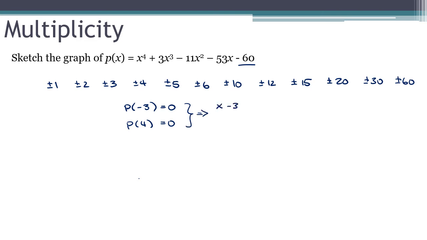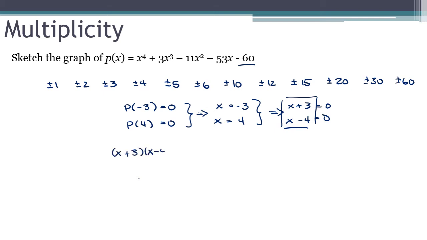All right, so that means x equals -3 or x equals 4 are the roots, which means x plus 3 and x minus 4, those are our two factors. Okay, good. So so far it's looking like x plus 3 times x minus 4, and there's going to have to be some quadratic in here.